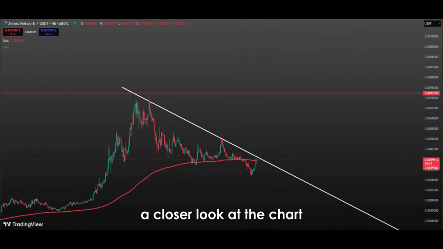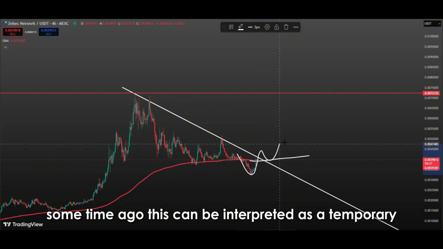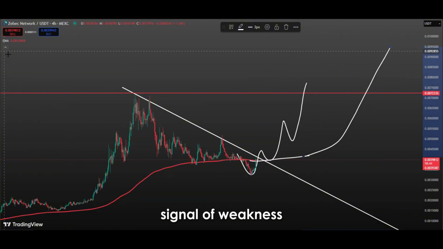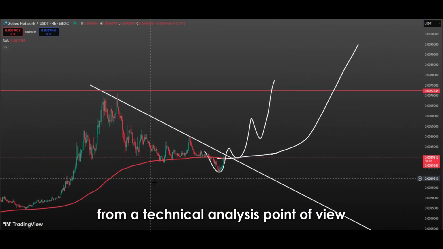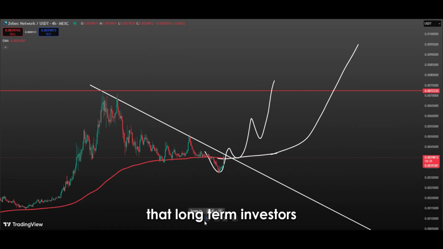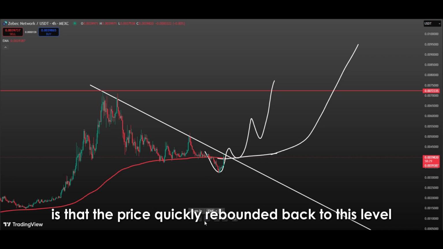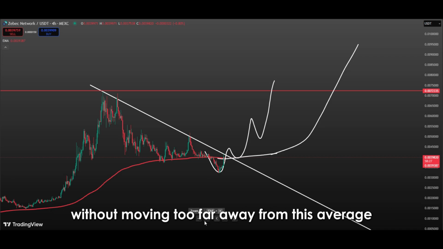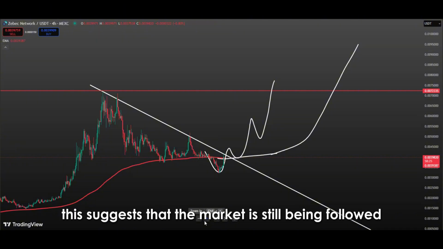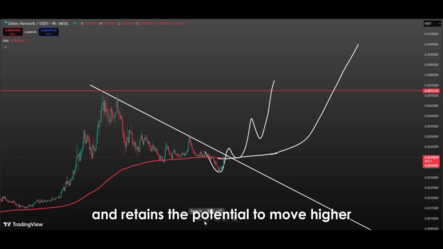A closer look at the chart shows that the price dipped below the 200 EMA some time ago. This can be interpreted as a temporary signal of weakness from a technical analysis point of view, as the 200 EMA is a very important average that long-term investors and large funds closely follow, and a price above it indicates a healthy market structure. What is more important, however, is that the price quickly rebounded back to this level without moving too far away from this average. This suggests that the market is still being followed by strong buyers and retains the potential to move higher.